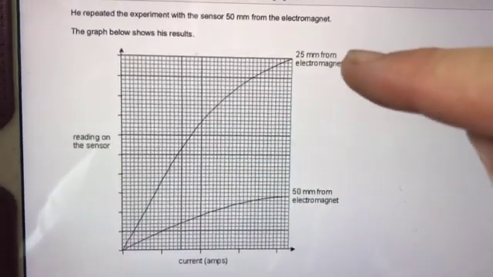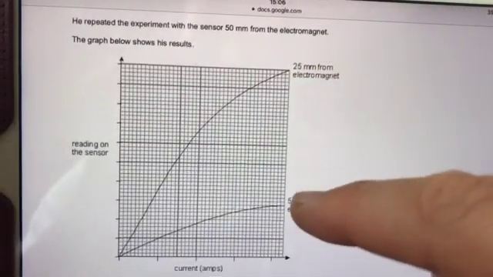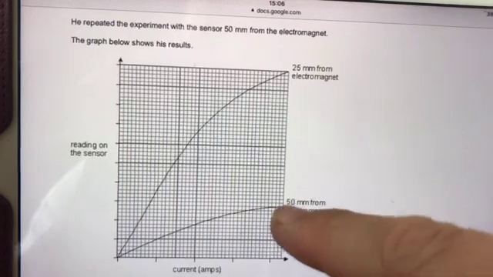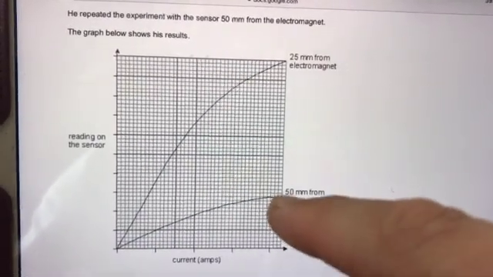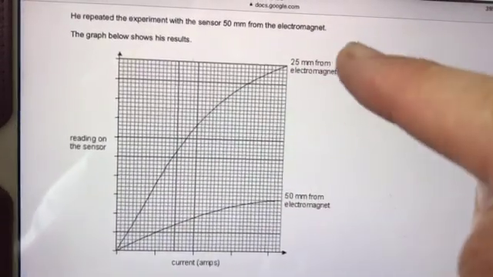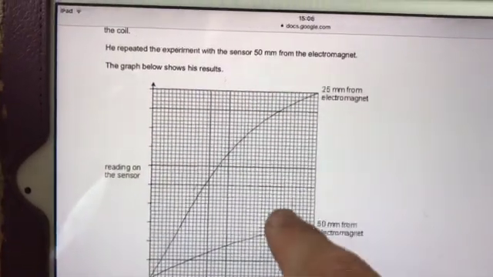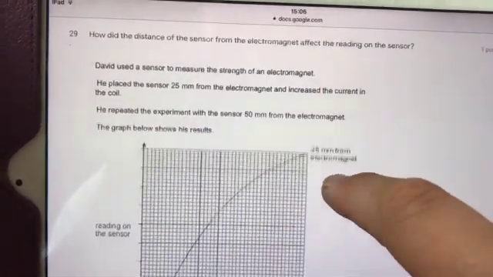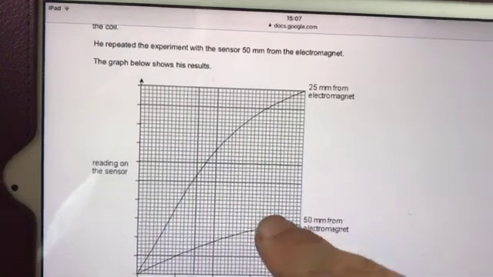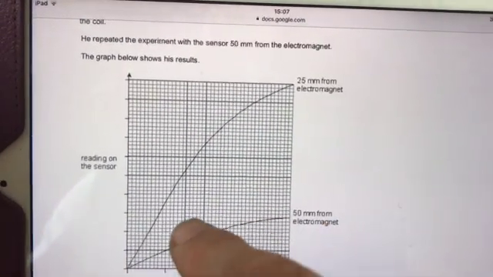But you can see if we're really close to the magnet, you get it much stronger. And if we're further away from the magnet, 50 millimeters from it, then you get a weaker magnet. So it's the same magnet, just we're putting the sensor at different distances. What that tells you is, for this question, how did the distance of the sensor from the electromagnet affect the reading? So the further away the sensor was, the weaker the magnet was.